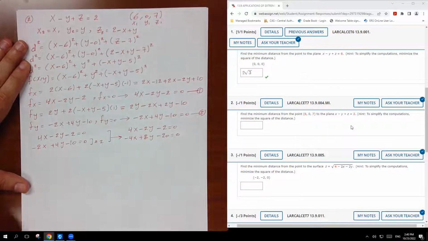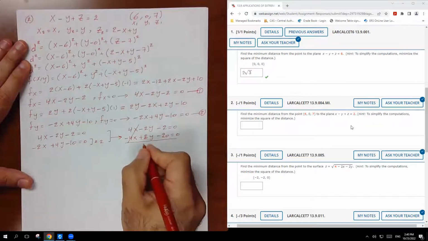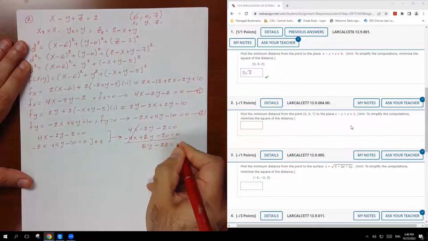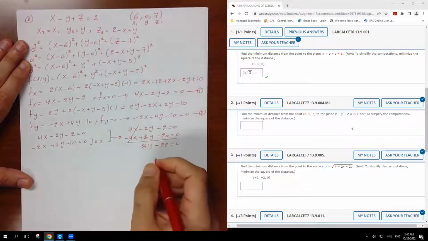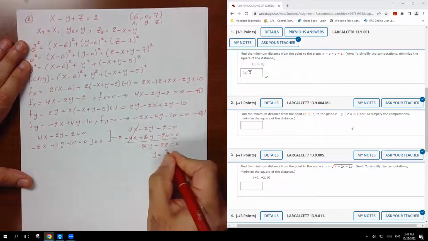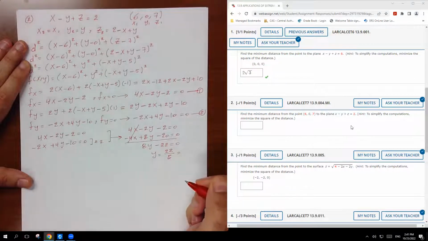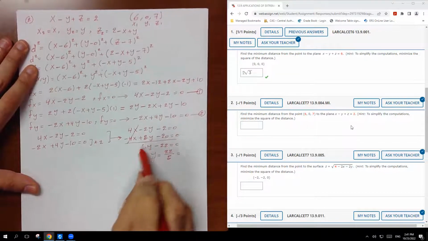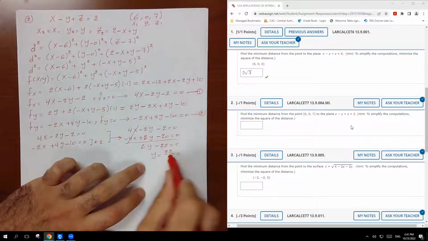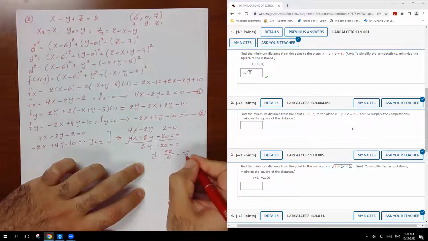Now we're going to combine these two equations. So it's going to be 8y minus 22 equals 0. That means y is going to be equal to 22 over 8. Sorry, this is not 8y, this is 6y, plus negative 2 plus 8. So divide by 2, so y is going to be 11 over 3.